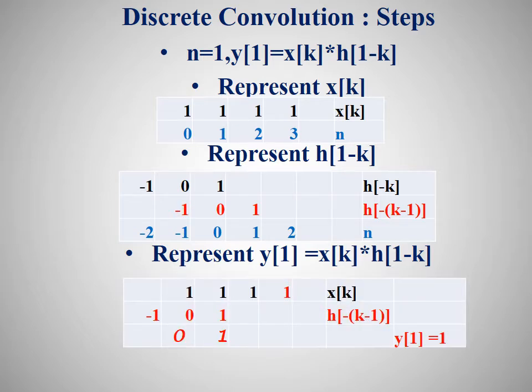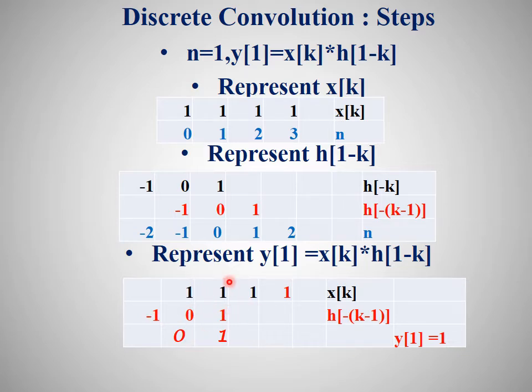Now let us try to evaluate the convolution solution for the value of n equal to 1, which is given as y of 1 equal to x of k convolution h of 1 minus k. Hence, the answer would be: x at n equal to 0 is 1, at n equal to 1 it is 1, at n equal to 2 it is 2, and at n equal to 3 it is again 1. Similarly, h of minus of k minus 1 is, at n equal to 0 it is 0, at n equal to 1 it is 1, and at n equal to minus 1 it is minus 1. We have rewritten it in the same case.